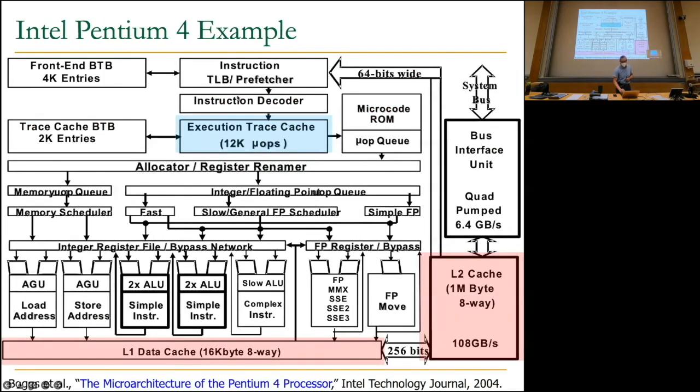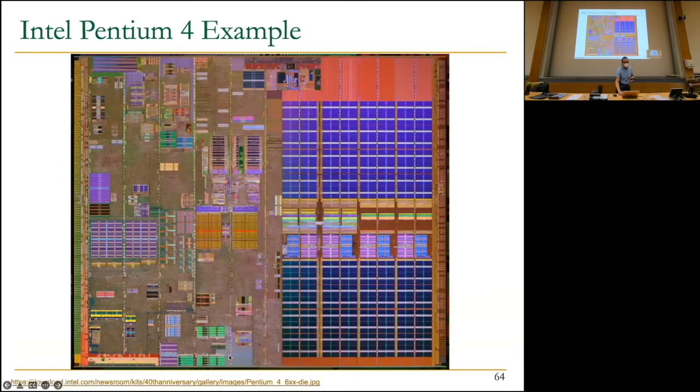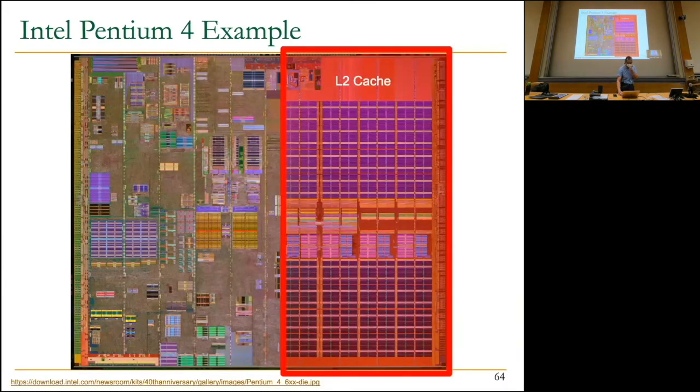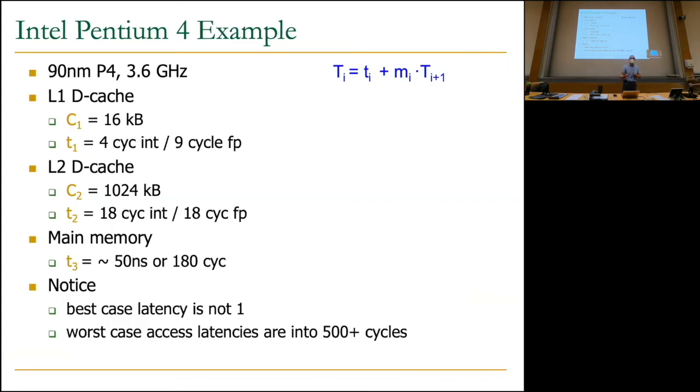So let's do this analysis with Pentium 4. So this is Intel Pentium 4. You've seen a picture of this at some point. This is the 90 nanometer version. And you can see that it has an L2 cache, 1 megabyte, and it has an L1 data cache, 16 kilobyte, 8-way. And this is the real picture that you have seen multiple times by now. Now let's do the hierarchical latency analysis so that we can see what's happening here.